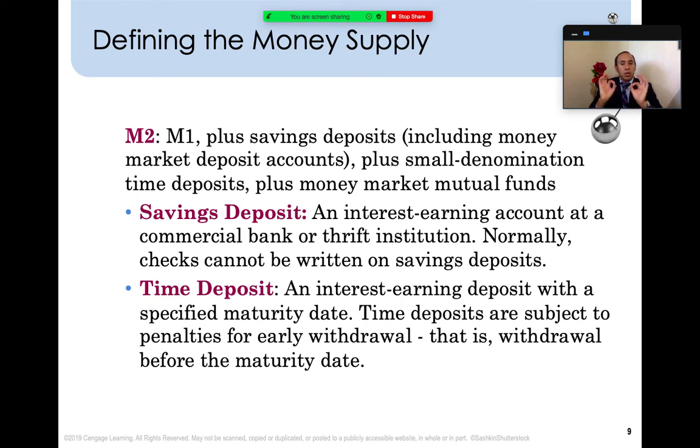Time deposits are also interest-bearing deposits with a specified maturity date, meaning that you need to leave them for a specific time frame. You cannot cash them out within 6 months or a year, and time deposits are also subject to penalties for early withdrawal if withdrawn before the maturity date. These are typically like certificate of deposit accounts or money market accounts that are locked in for a certain period of time. But they pay really small interest rates, very small.